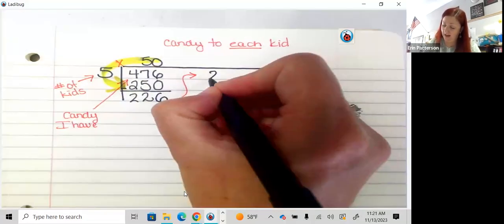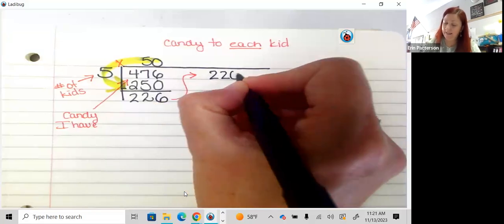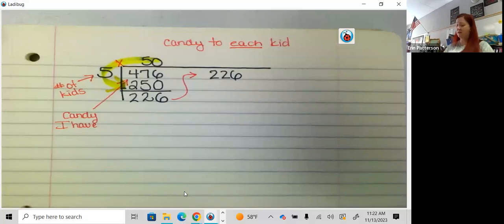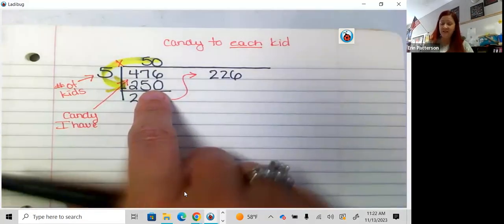So I have to divide into it again, because those kids want all the candies. You can't keep 226, Miss Patterson. You can give us some more. I can give them some more, can't I? Yes. Okay. Could I give them 50 again? No, because I don't have 250 left.